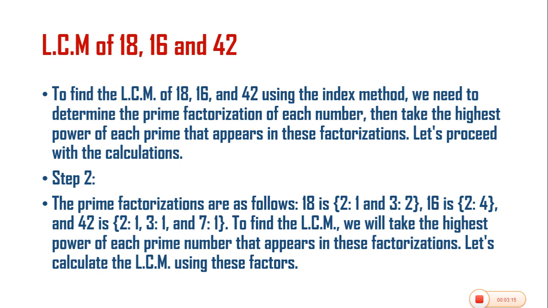For 2, the highest power is 2 raised to power 4, so we're taking 2 raised to power 4. For 3, the highest power is 3 raised to power 2, so we'll take 2 raised to power 4 and 3 raised to power 2. Then for 7, the highest power is 7 raised to power 1, so we'll be taking 3 raised to power 2, 2 raised to power 4, and 7 raised to power 1. These are the highest powers. So let's calculate the LCM using these factors.